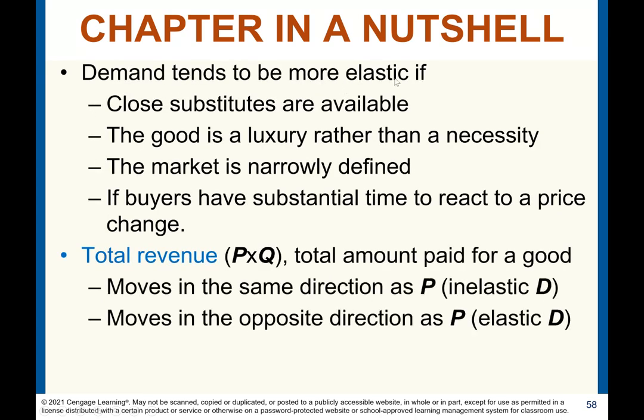Demand tends to be more elastic if close substitutes are available, the good is a luxury rather than a necessity, the market is narrowly defined, or buyers have substantial time to react to a price change. Total revenue, which is price times quantity, the total amount paid for a good, moves in the same direction as price if demand is inelastic, and in the opposite direction as price if demand is elastic.